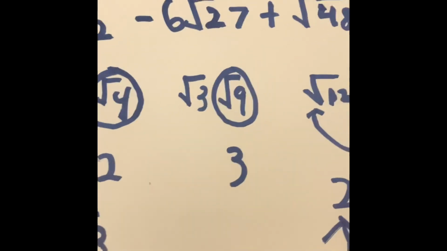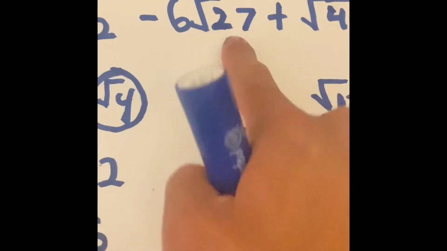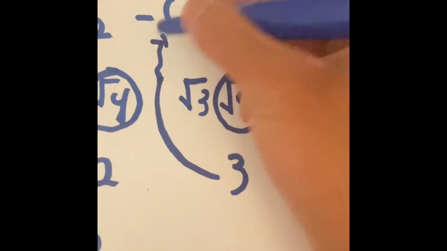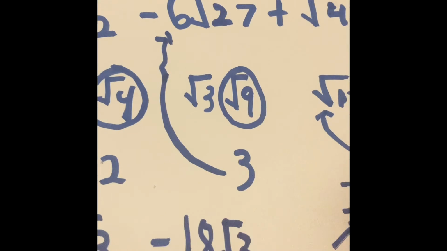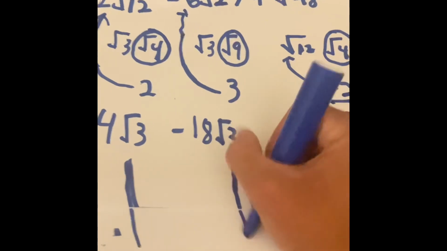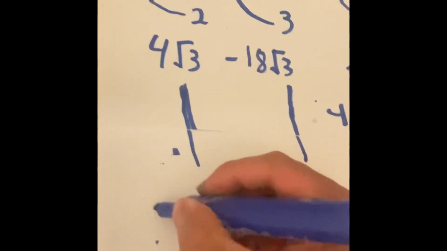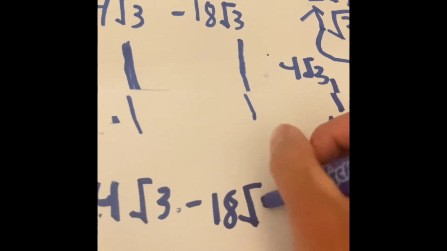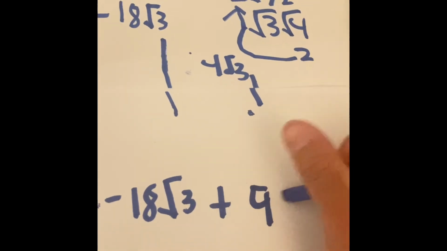The second one, negative 6 square root of 27. We said 3 and 9 make 27, and we have 3. So that 3 is going to drag up to the negative 6 and become a negative 18. Now we have the square root of 3. So now we have a new equation. With the 3 remaining parts, we can now easily combine like terms to solve the problem. So 4 the square root of 3 minus 18 the square root of 3. Then we have to add that by the 4 the square root of 3.